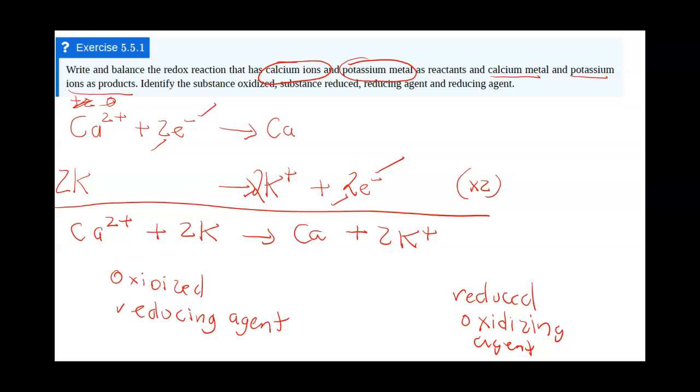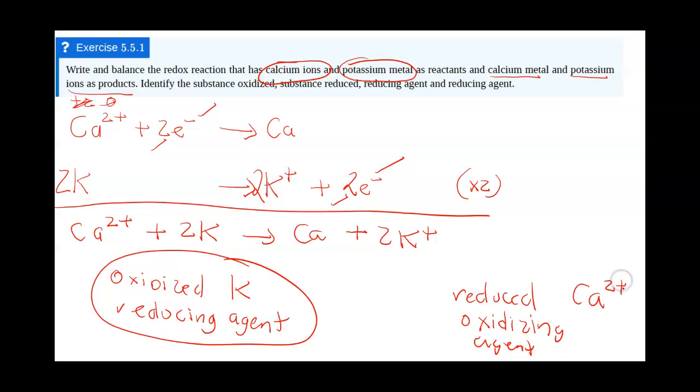So, oxidation is loss. So, it is the potassium metal that is losing electrons and being oxidized, and that also makes it the reducing agent. Reduction is gain, and it is the calcium ions that are gaining electrons. And so that means that the calcium ions are being reduced, and whatever is reduced is the oxidizing agent. And like I said, I think that was an error there and that it was meant to read oxidizing agent.